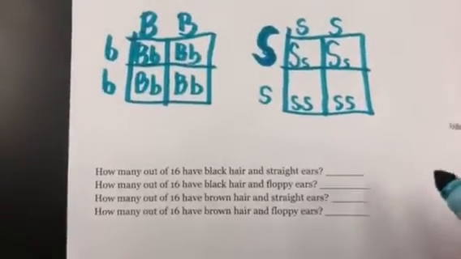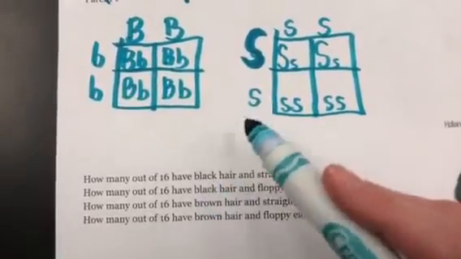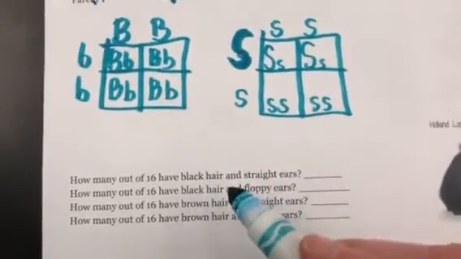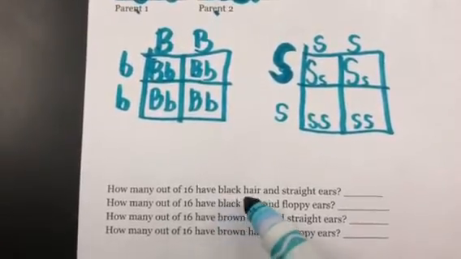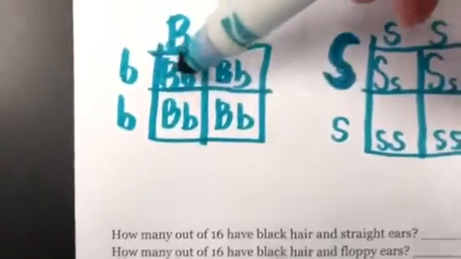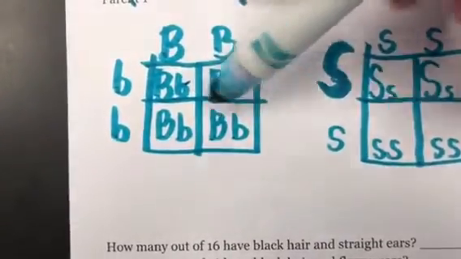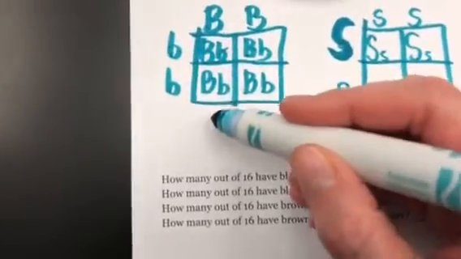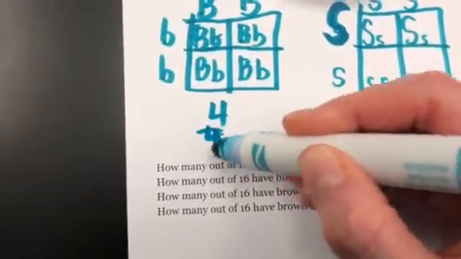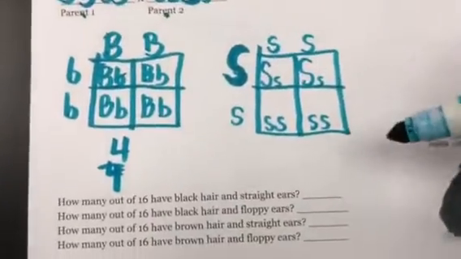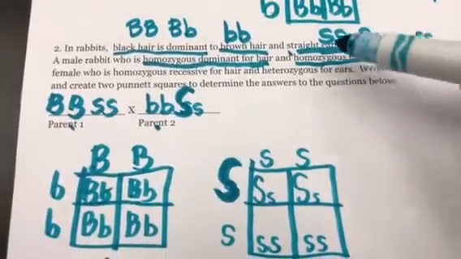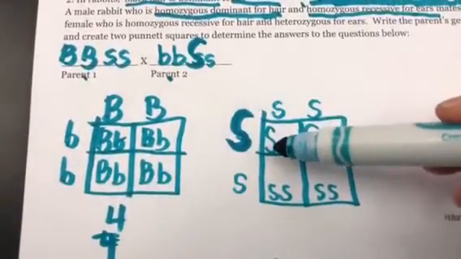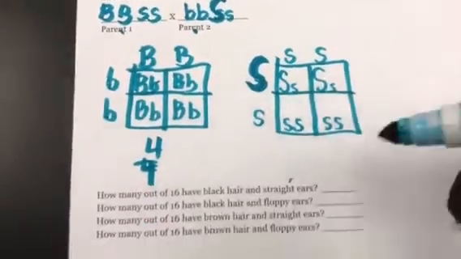Now down here, how many out of the 16 boxes? A traditional dihybrid is done with 16 boxes. So how many have black hair and straight ears? So let's look here. How many have black hair here? Dominant, dominant, dominant, dominant. So in this case, 4 out of 4 have black hair. And straight ears. Well, remember our key, straight has the dominant allele as well. So this one is straight, this one's straight. So that's only 2 out of 4.